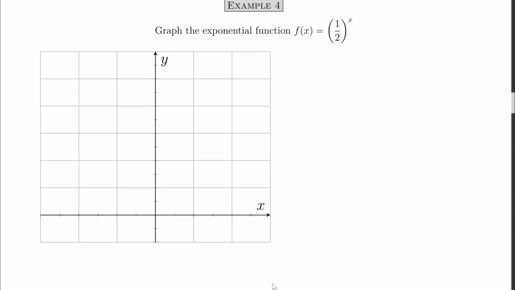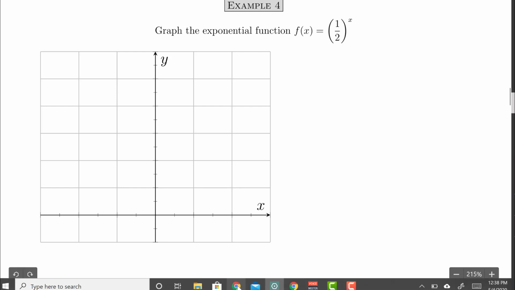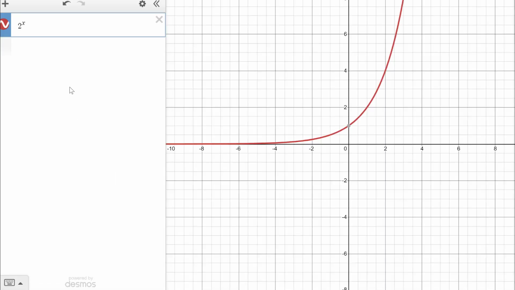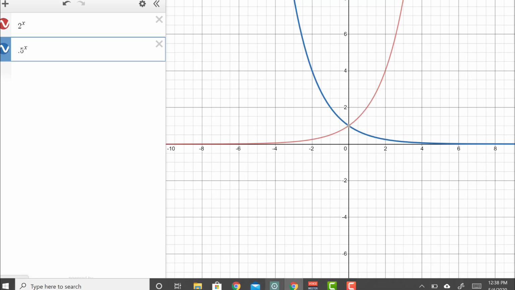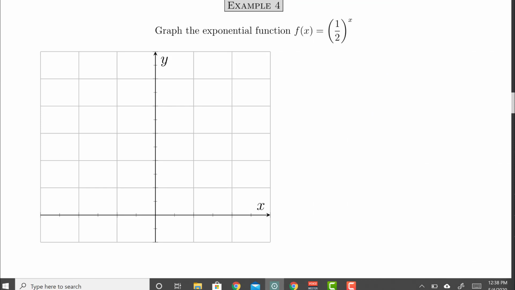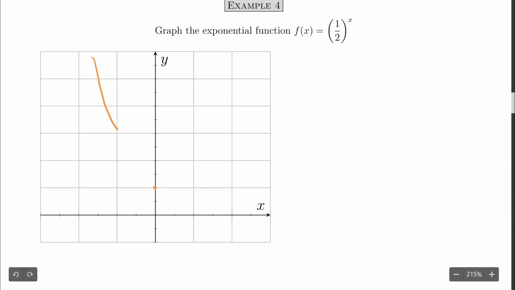This one, we're graphing 1/2 to the x power. So I'm going to graph that on the same axis as 2 to the x. I'm just going to type that in as 0.5 so I don't have to bring up a fraction. So 0.5 to the x, you can see that's the blue graph. It crosses the same point on the y-axis, but in this case the function is decreasing. It is not increasing. So let me make a note of this. If I can draw this, that's pretty good. Okay, so there's that function.